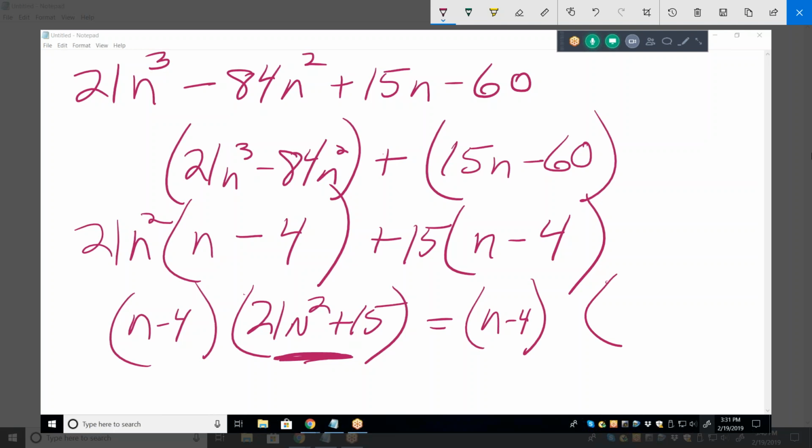Well, what can I take out? There's a greatest common factor that I can take out of that. What number is the greatest number that divides into 21 and also 15? 3. Yeah, 3. Leaving 7n squared plus 5. And now I can't go down any further. In fact, I'm going to put the 3 there, as opposed to being in between those others, and that is your final answer.